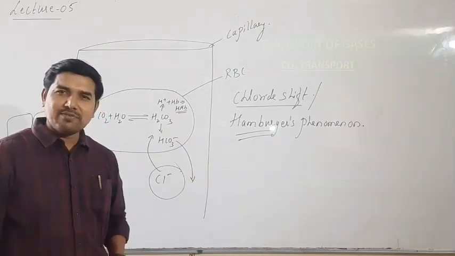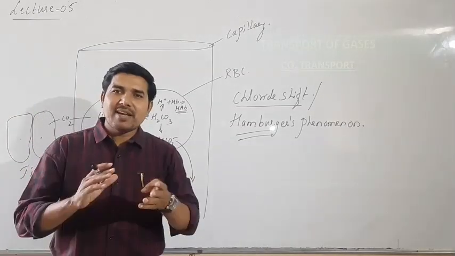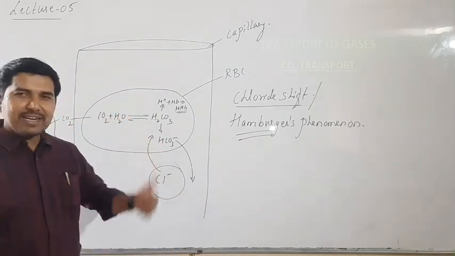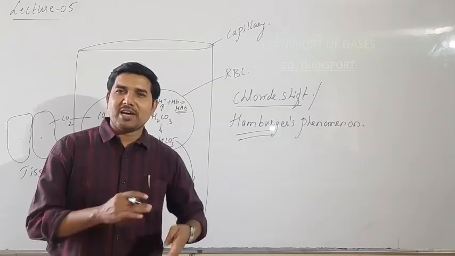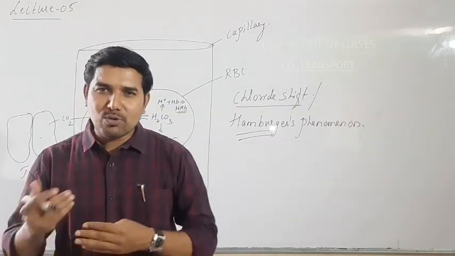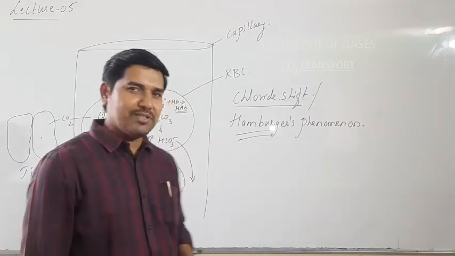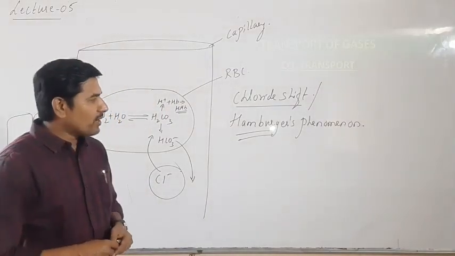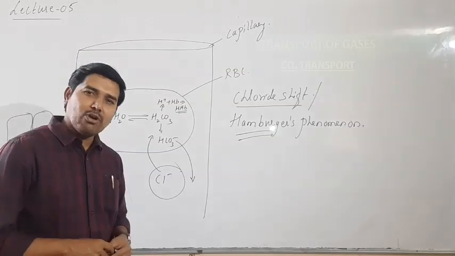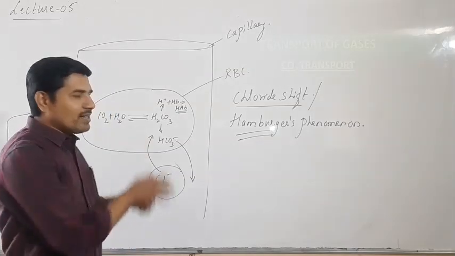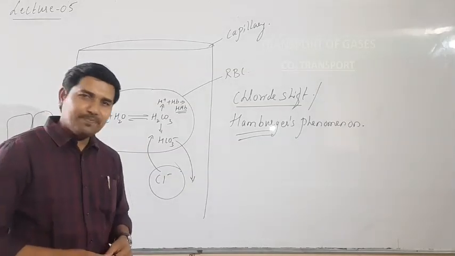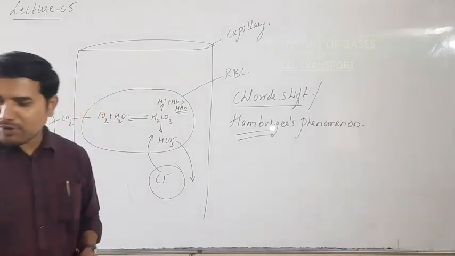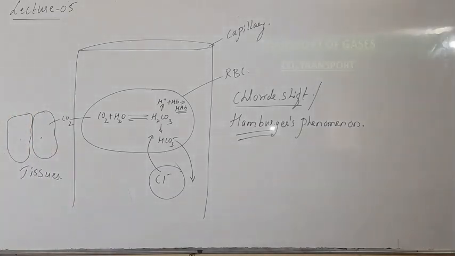In this Hamburger's phenomenon, there is a maintenance of ionic balance in the RBCs as the chloride ions enter into the membrane of RBC and the bicarbonate ions leave the membrane of RBCs. Hence we call this phenomenon the chloride shift or the Hamburger's phenomenon, associated with the transport of gases. Okay, with the chloride shift and the Hamburger phenomenon, let's move on to the next part.